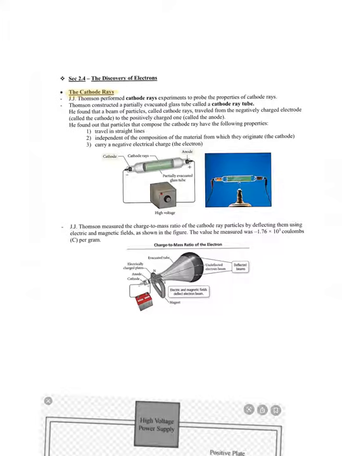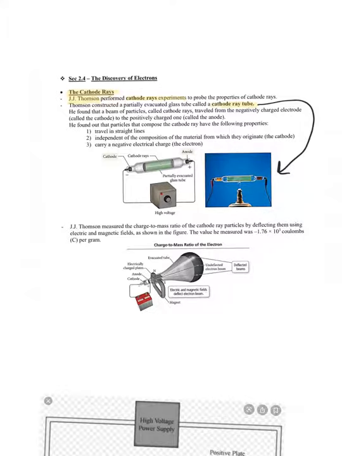The cathode ray was the experiment of a scientist. His name was J.J. Thomson, and he did an experiment called the cathode ray experiment. We need to know that. The cathode ray experiment was done using a cathode ray tube. If you look here in the picture down here, this is a cathode ray tube. See this tube here? This is a cathode ray tube.